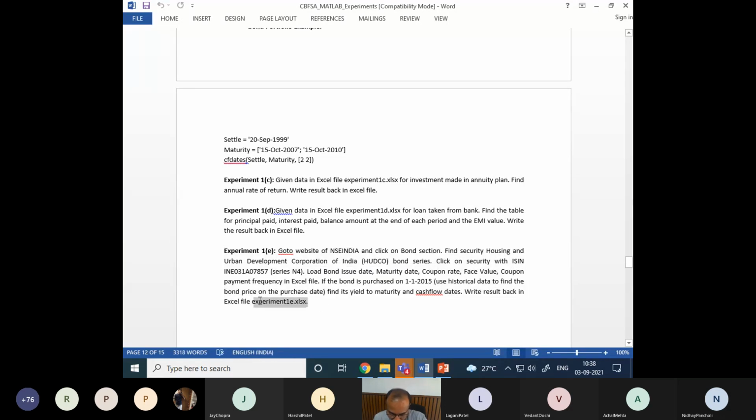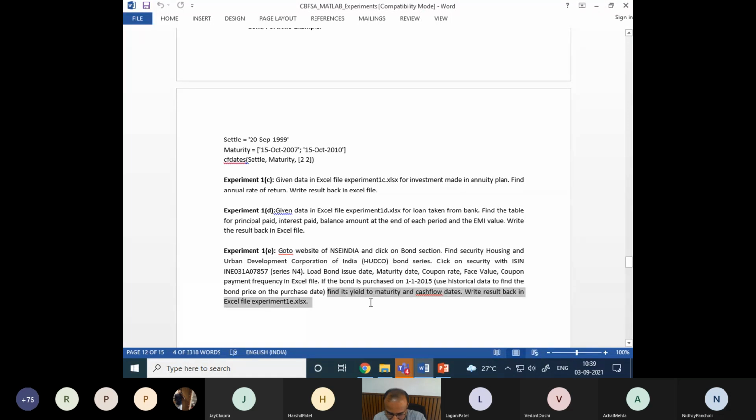So you have to deal with real-time data from the NSE website for a bond from HUDCO. HUDCO provides so many bonds, and I have given you the ISIN number of this bond with series N4. From that bond you have to find its issue date, maturity date, coupon rate, face value, coupon payment frequency, and load it in an Excel file with proper labels. Then suppose you are assuming that you purchased it on 1st January 2015, so you have to find its historical price on that date.